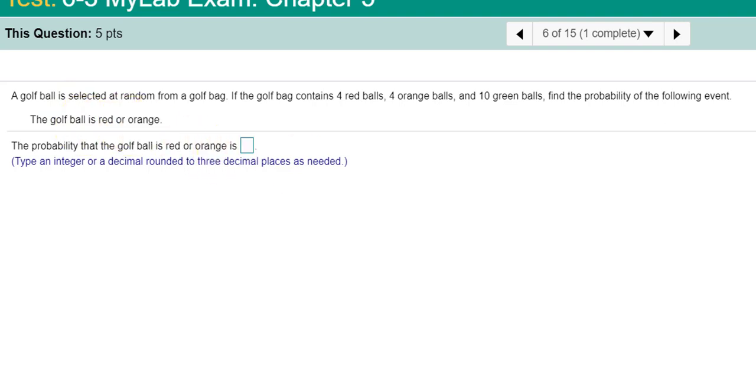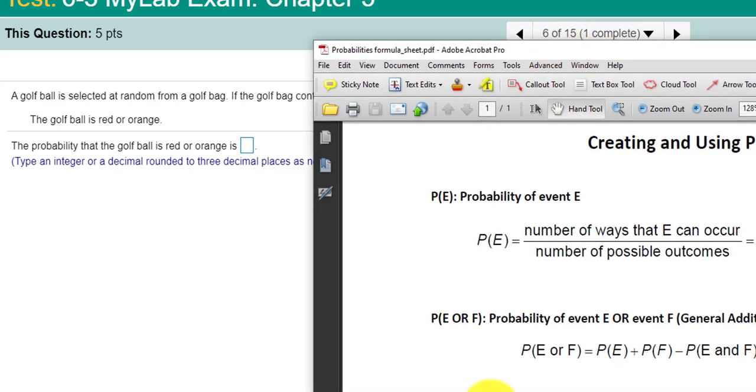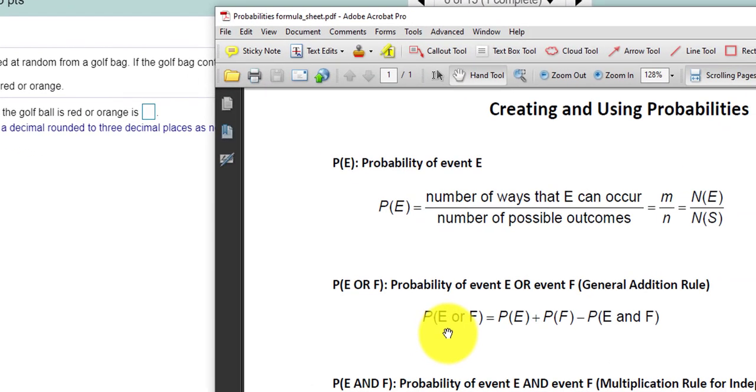Okay, so here is our formula sheet. If we say E is red and F is orange, the probability of red or orange is equal to the probability of red plus the probability of orange minus the probability of red and orange.